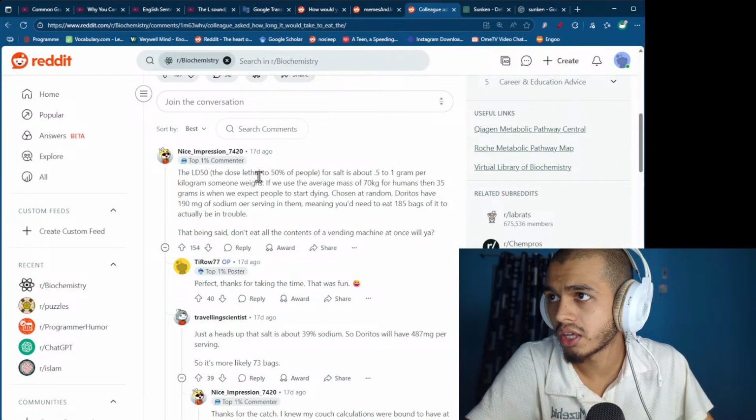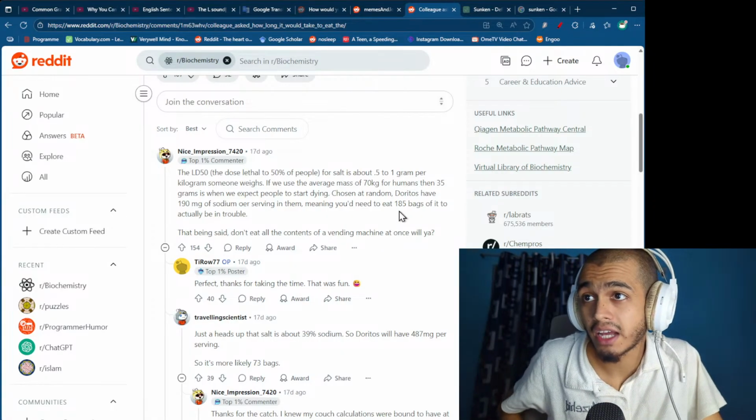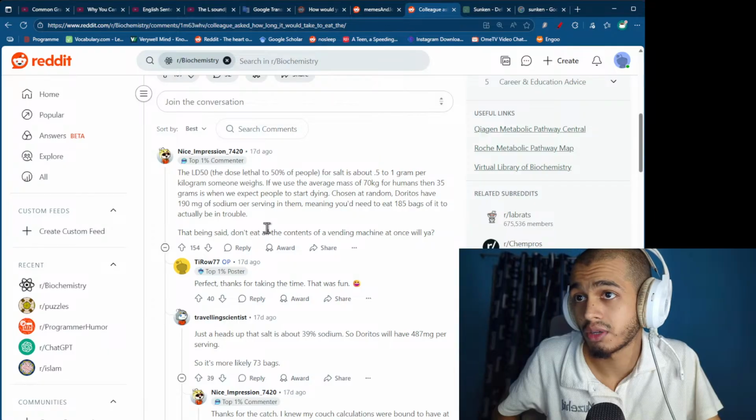Okay, the dose lethal to 50% of people for salt is about 0.5 to 1 gram per kilogram someone weighs. If we use the average mass of 70 kilograms for humans, then 35 grams is when we expect people to start dying. Choosing at random, Doritos have 99 milligrams of sodium per serving, meaning you would need to eat 185 bags of it to actually be in trouble.